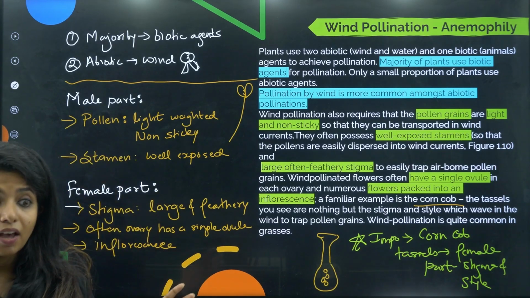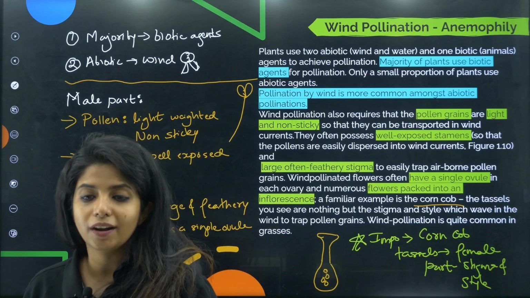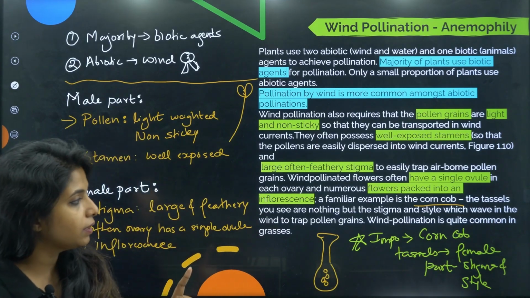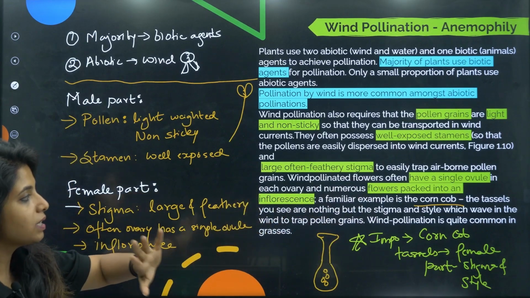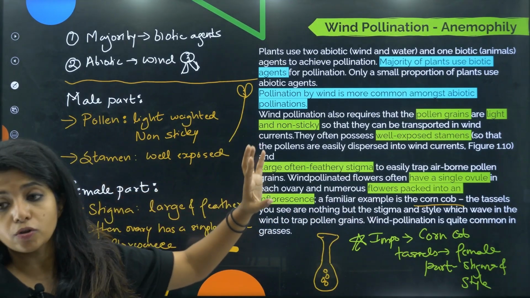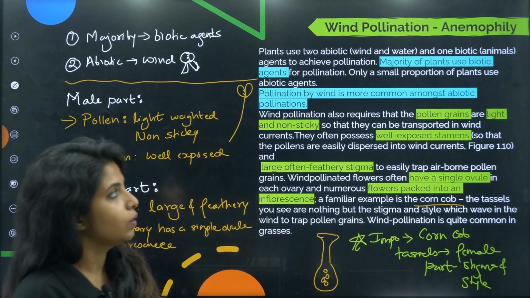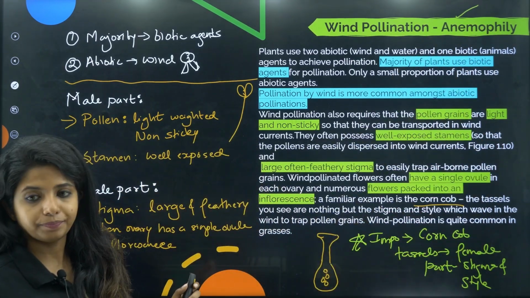Next, inflorescence: they have a bunch of flowers coming together, so that if one flower misses, the other flower can trap the pollen grains. Now, one very important thing: the corn cob thing, the tassels that you see, is nothing but the stigma and the style. So, basically it is the female reproductive part. Wind pollination is also known as anemophily. Please remember it, questions have come.